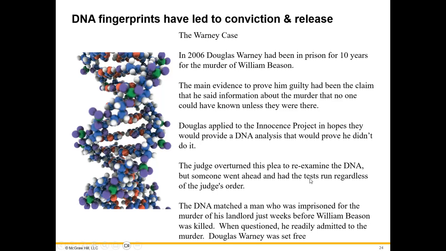But somebody went ahead and had the test run against the judge's order. The DNA ended up matching a man who was imprisoned for the murder of his landlord just weeks before William Beeson was killed. Whenever they went and questioned that man, who was already held on life without parole, he readily admitted to the murder. He said, yeah, that was me. And as a result, Douglas Warney was then set free.